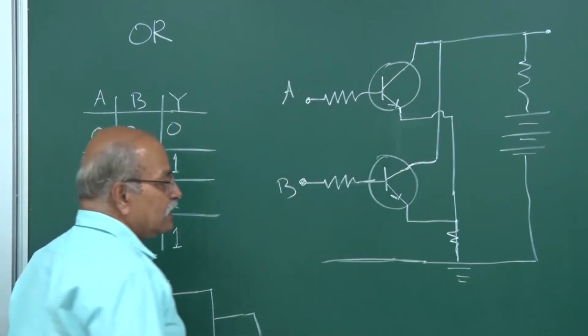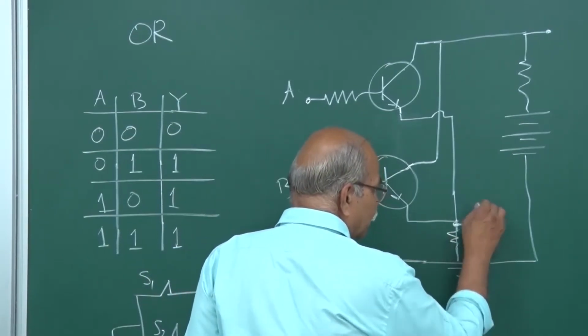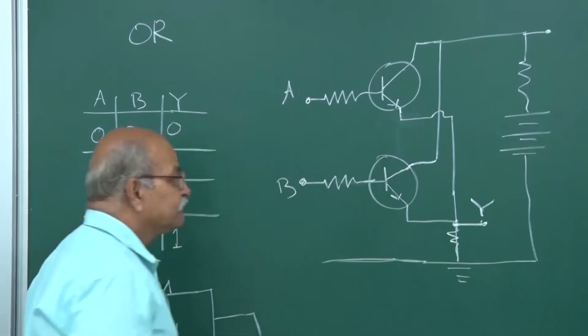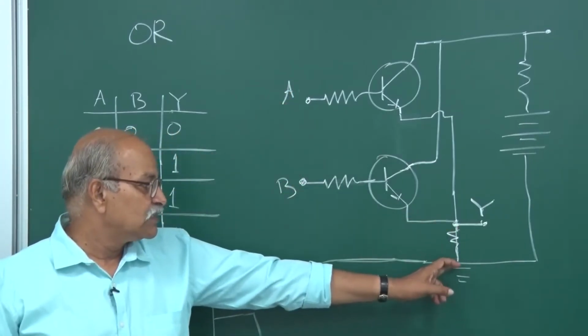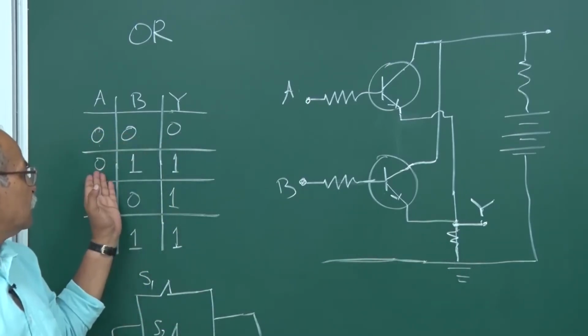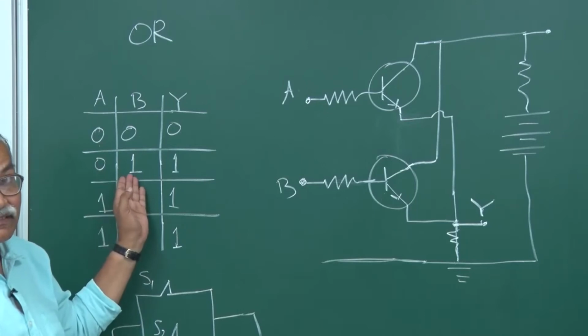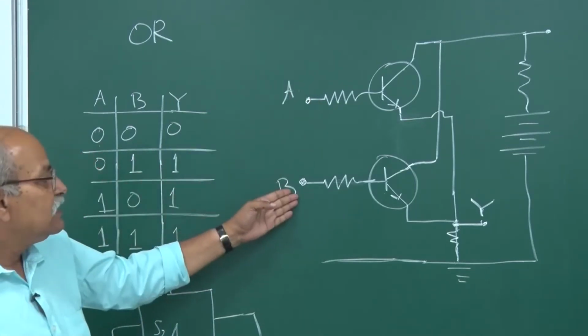So once again, I'll take the output from here. This will be our Y. So 0, 0 will give me 0, no current. So this is 0, this is 0 potential. So 0, 0 is 0. What happens if one is 0, other is 1? So now if A is 0, but B is 1.